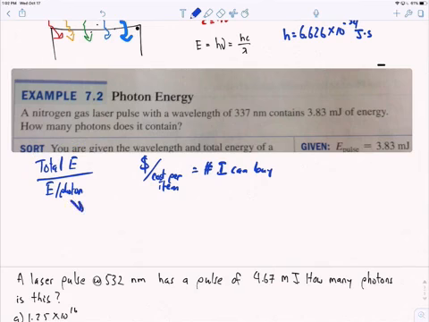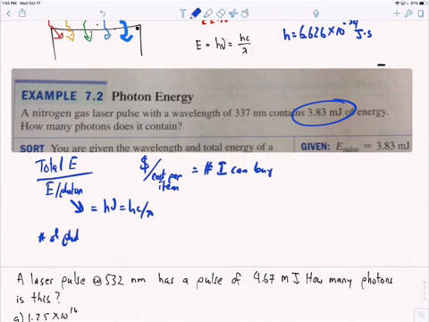So with the number of photons, I have the total energy, and I can calculate the energy per photon. This equals h nu, which equals hc over lambda. And the total energy is given to us, it's right there. Does that make sense? So I can just do this all at once. The number of photons equals the total energy, 3.83 times 10 to the minus 3 joules, over the energy per photon.